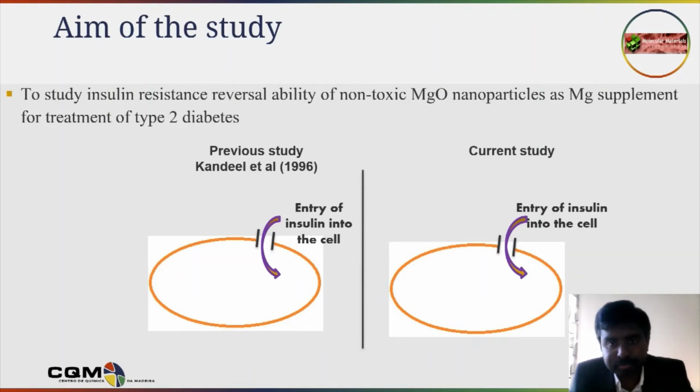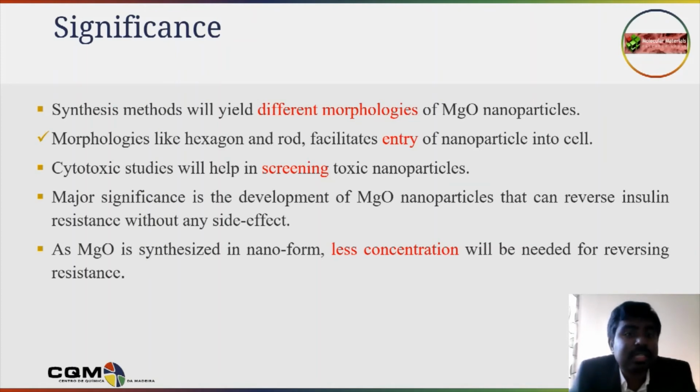So the significance of the study is the synthesis methods in my study has yielded different morphologies. I have used chemical synthesis method as well as green synthesis. In chemical synthesis, I have used Sol-Gel method, and in green synthesis, I have used aqueous extract of certain plants. And morphologies like hexagon and rod shape can facilitate entry of nanoparticle into cell. So different morphologies included spherical, hexagon, and rod, and we have identified that hexagon and rod shape can facilitate entry of nanoparticle into cell. So in this, hexagon is transformed into an extended hexagon, which is a type of rod. So I will mention about later, or you can read our previous manuscripts.